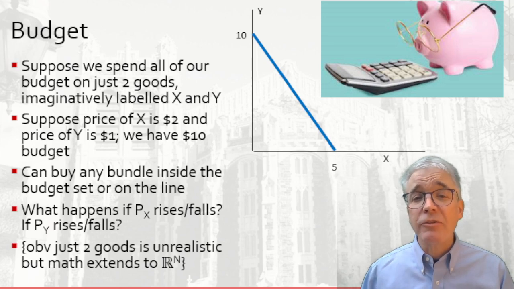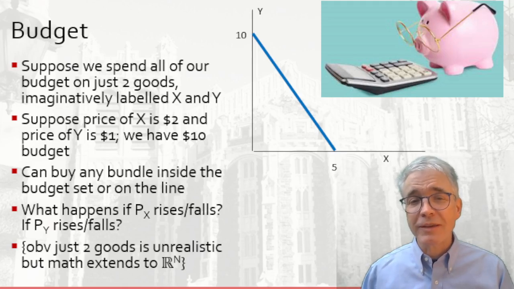Or we could buy combinations. Purchasing 4X means spending $8 on X, and that leaves $2 to spend on Y. So 4X and 2Y. If we can buy fractional amounts of X and Y, we could buy maybe 4.78 units of X and some fractional amount of Y.